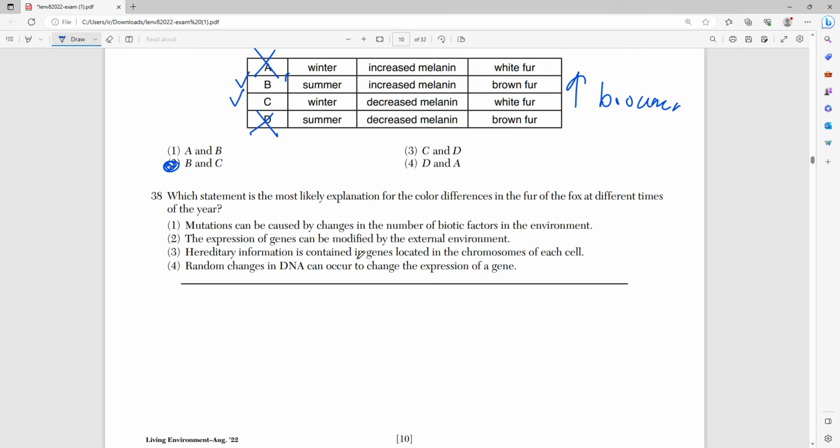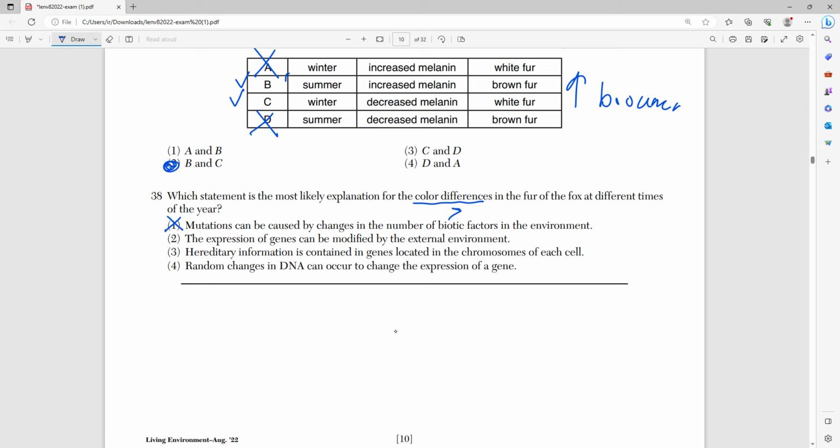So moving on to number 38, it asks which statement is the most likely explanation for the color differences in the fox fur at different times of the year, right? Number 1 says that mutations can be caused by changes in the number of biotic factors in the environment. That's wrong, right? Because as we just said, color differences come from the secretion of melanin. It comes from the temperature of the environment and the season. Season and temperature are abiotic, so that's wrong. Biotic are living factors. Temperature and time are not living, right?